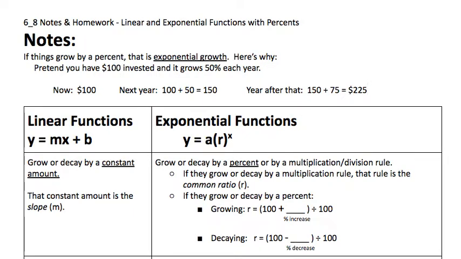So as your money grows and grows, the amount that you're adding every year also grows and grows. And that's why it's not linear, because we added 50, but then we added 75. So this is a 50% growth, 50% growth, but the actual value changes, and that's why it's exponential.